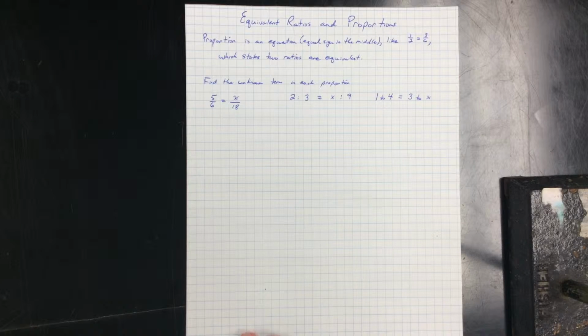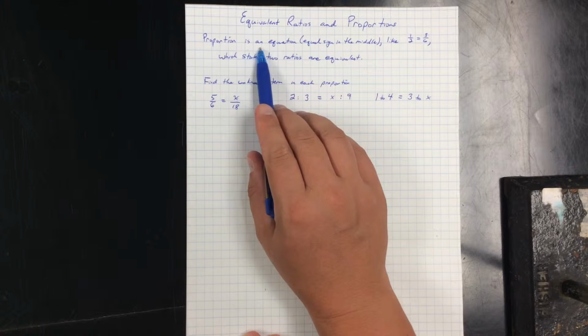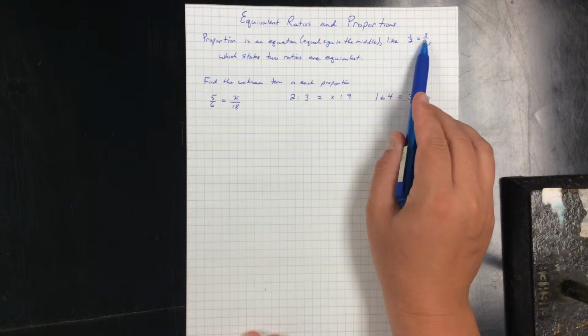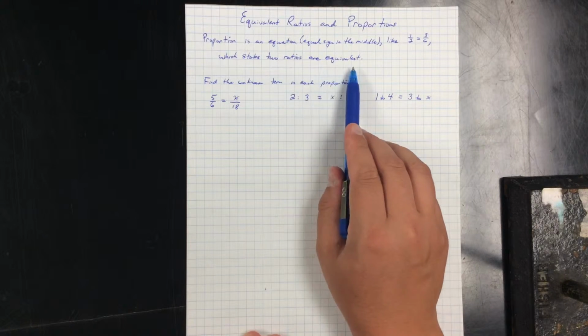Today we're going to be talking about equivalent ratios and proportions. Equivalent ratios means two numbers in comparison that are equal to each other, and a proportion is an equation, which means an equal sign in the middle, like 1/2 is equal to 3/6, or 1 to 2 is equal to 3 to 6, which states two ratios are equivalent.